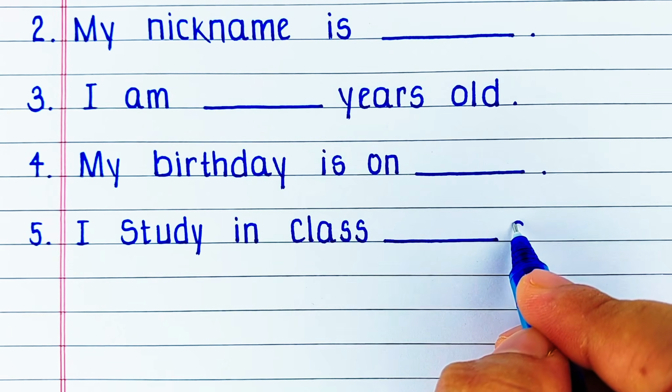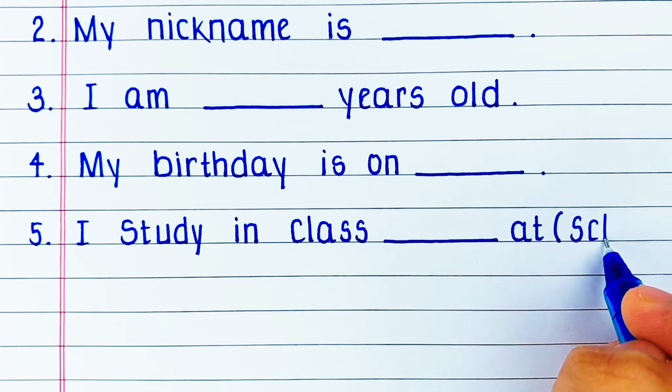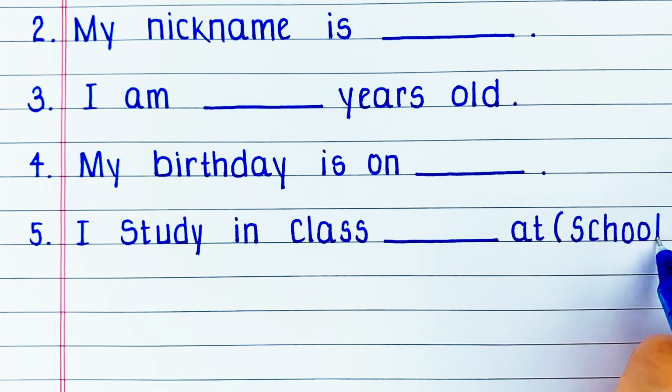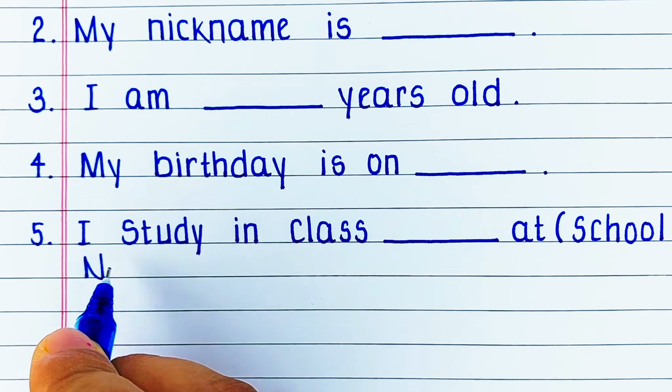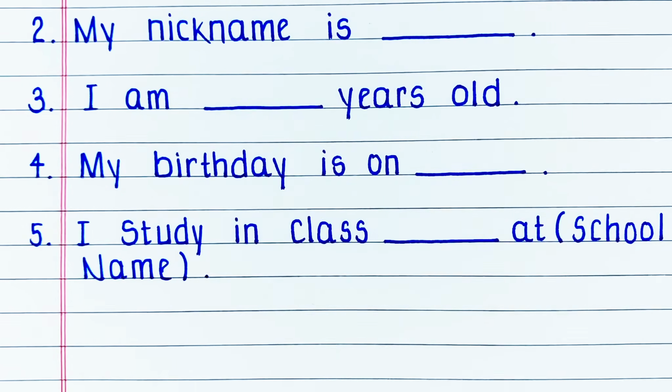Next point is: I study in class dash at dash. First you have to write the class in which you study, and secondly you have to write the name of the school in which you study.